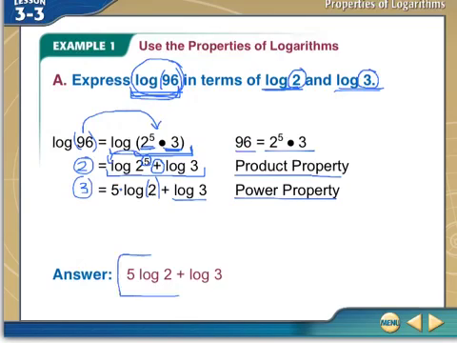So our answer, once we've expressed log of 96 in terms of log 2 and log 3, is 5 times log of 2 plus log of 3. And I like to put parentheses around my inputs there.